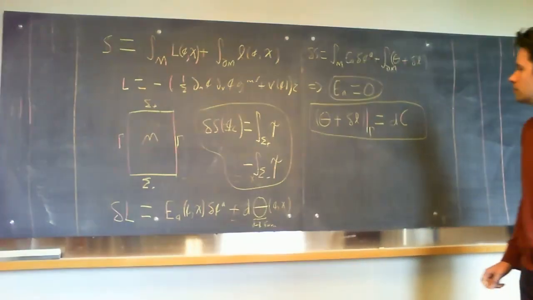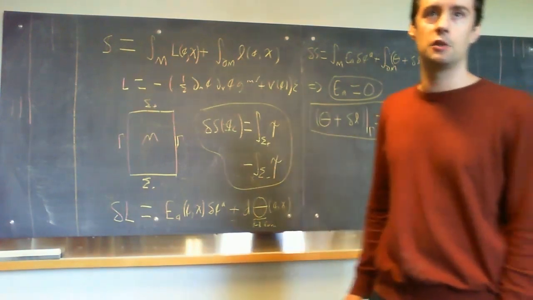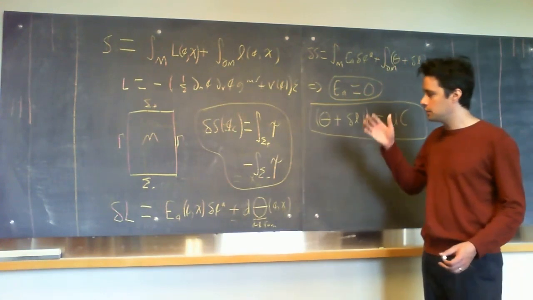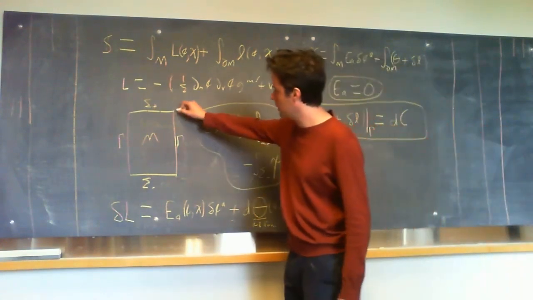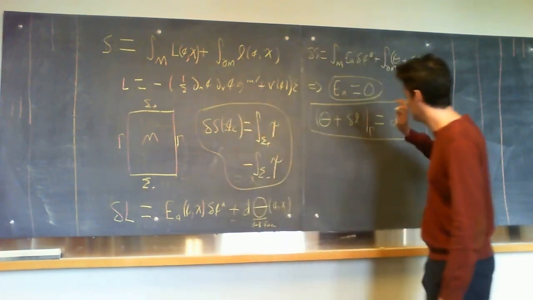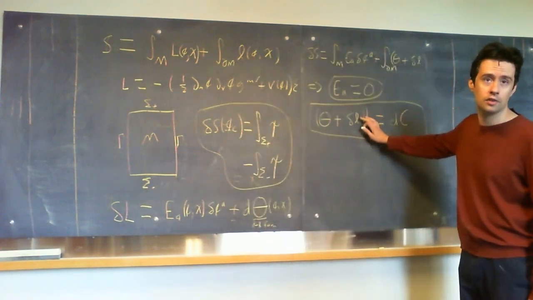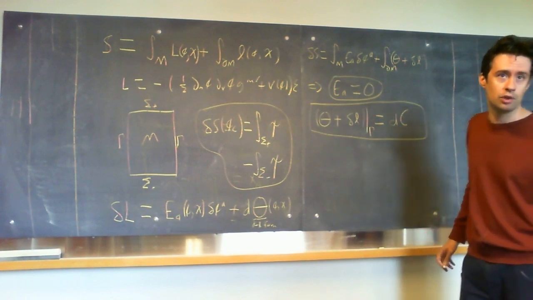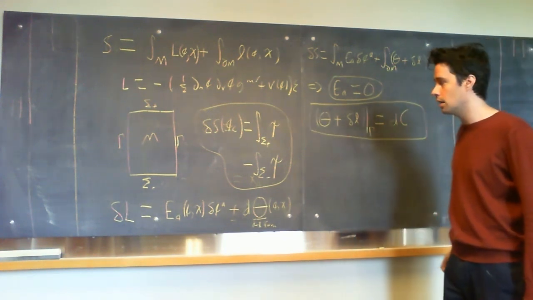Okay. Now to define the pre-phase space, we just say that we impose boundary conditions at gamma. And let me emphasize, this only needs to be true for variations that obey the boundary conditions. We don't care about variations that don't obey the boundary conditions.